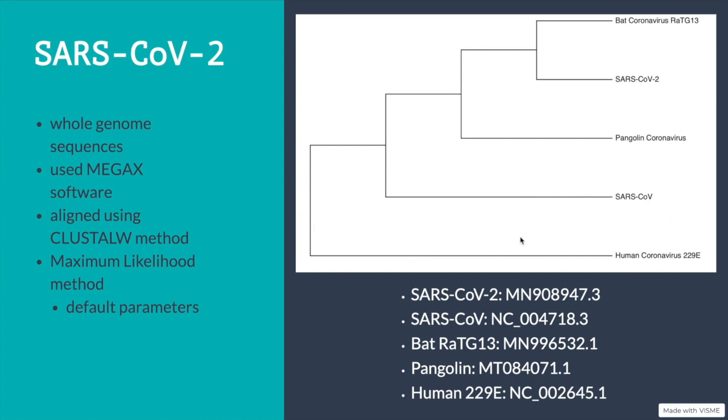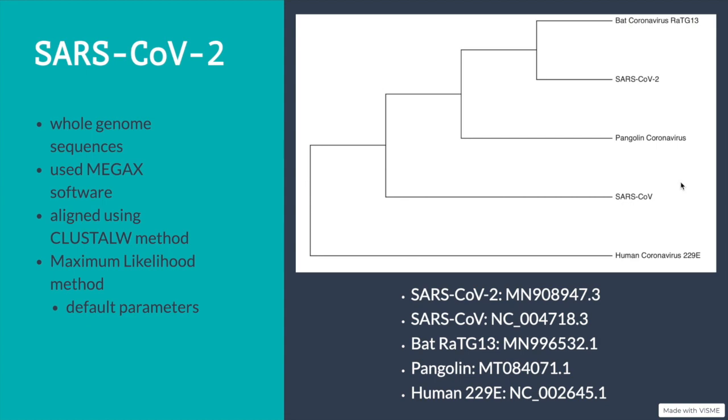But here's a tree that was formed, and you can see that the SARS coronavirus 2 is most closely related to a bat coronavirus, RaTG13, which is just the specific name for that coronavirus. If you go further back, you can see that the next most related coronavirus is the pangolin coronavirus. And here, the human coronavirus 229E was just used as an outgroup because it is in the alpha genus, whereas these four are all in the beta genus.